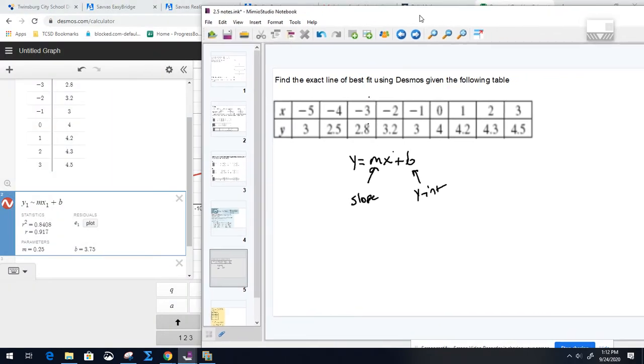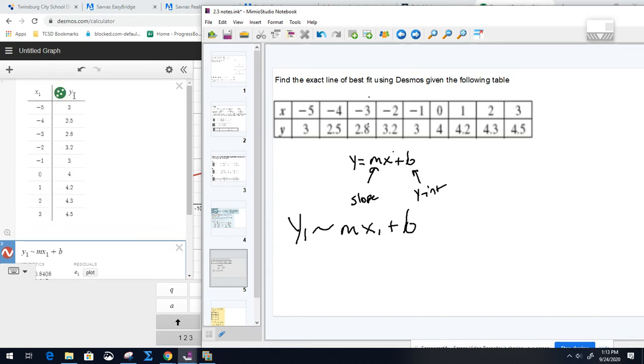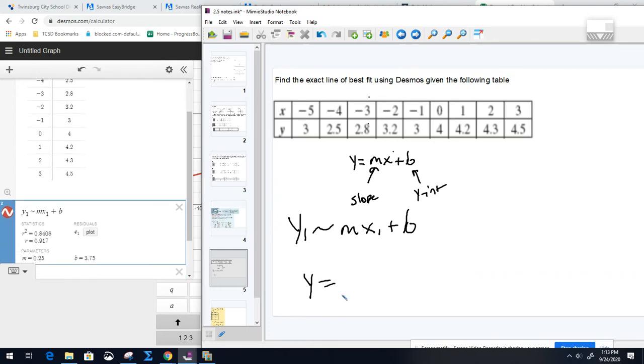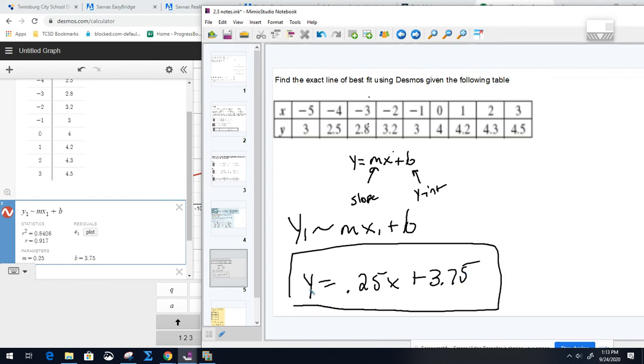As I'm writing these down, again, that formula for Desmos was y1 tilde mx1 plus b. You have to make sure that this subscript, these ones, are the same thing that's inside your table here, because if you don't have the same value here and here, then it will give you a different answer. So my answer for this would be y equals, what was my m that I got plugging this in, 0.25x, and my y-intercept is plus 3.75. So really, it's just punching a bunch of buttons to get my correct answer, and that's what I'm looking for.